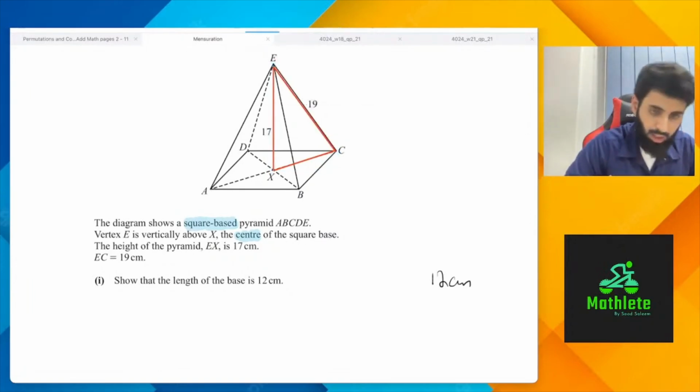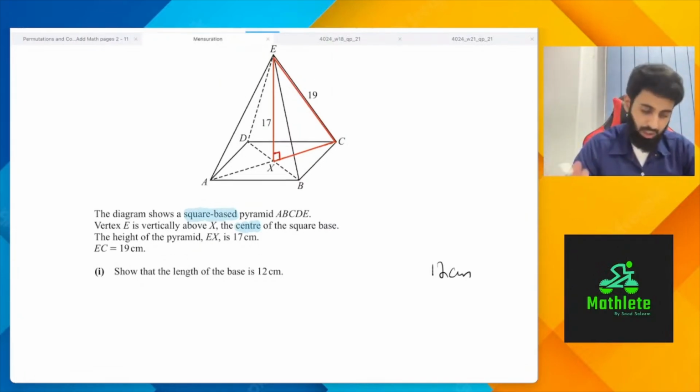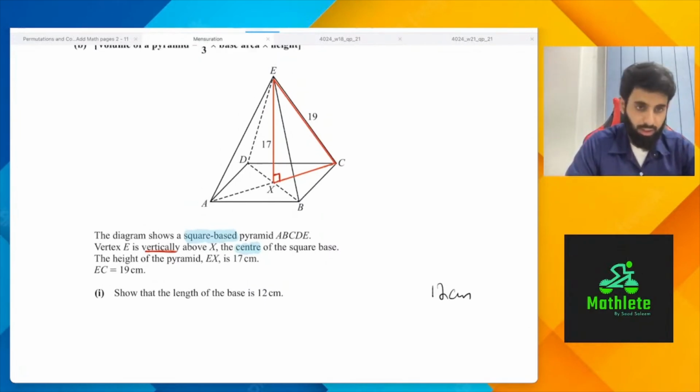Okay. Now, it's not written anywhere that this is a 90 degree triangle, but it will be a 90 degree triangle. Why? Because you have a horizontal base and you have a vertical line. Notice how the question says vertex E is vertically above X. Every time you have a vertical object on a horizontal line, that means it's going to be a 90 degree angle.